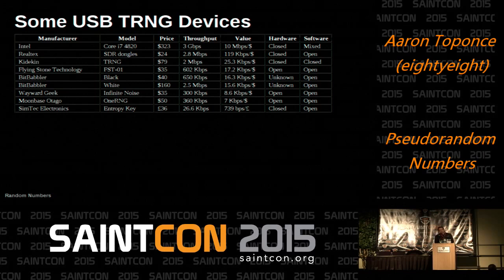You could, if you're familiar with the Realtek SDR dongles, the software-defined radio, I don't know if anyone is into software-defined radio, you can use those with an open-source project as a source of randomness. Those will give you about 119 kilobits per second per dollar, as a hardware random number generator. Usually, though, the hardware is closed, which is unfortunate, but at least the software is open source.